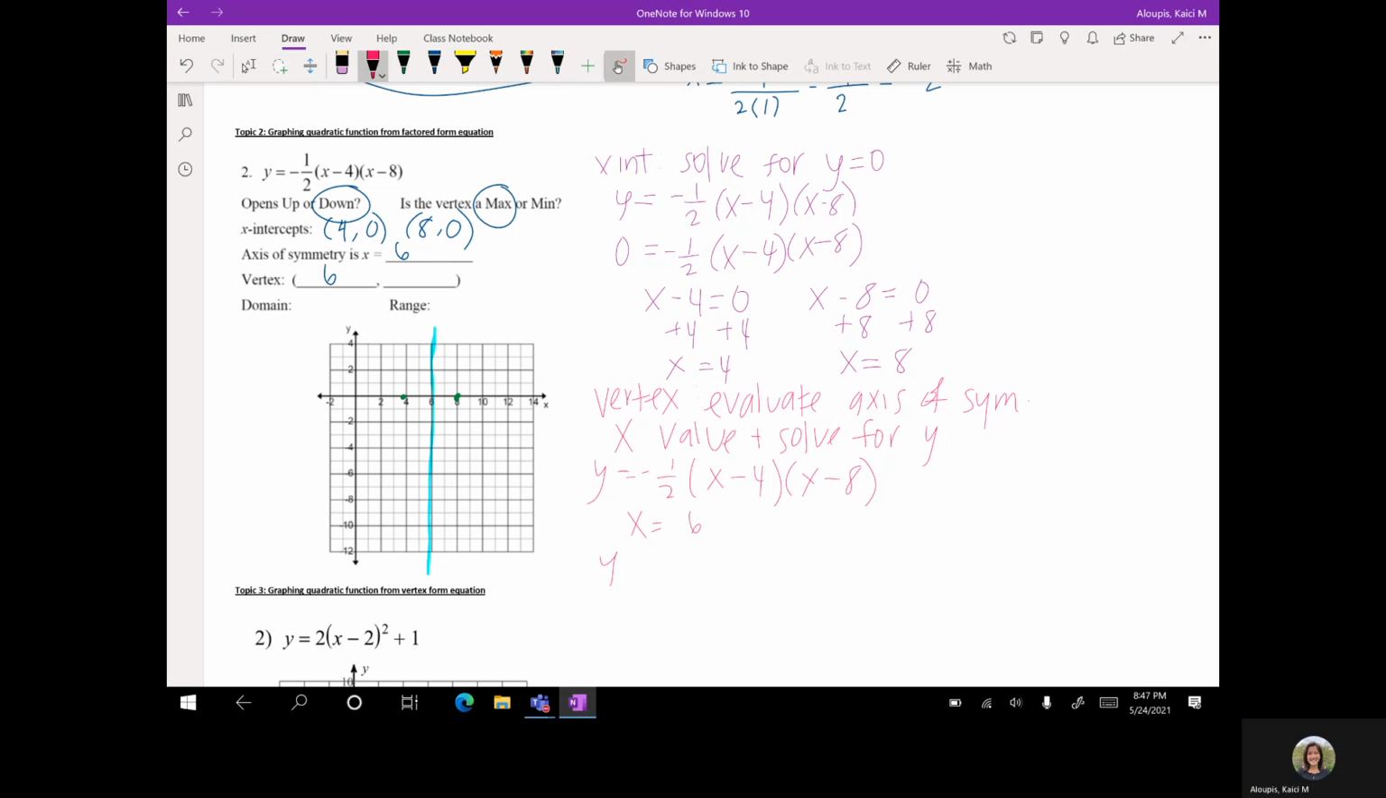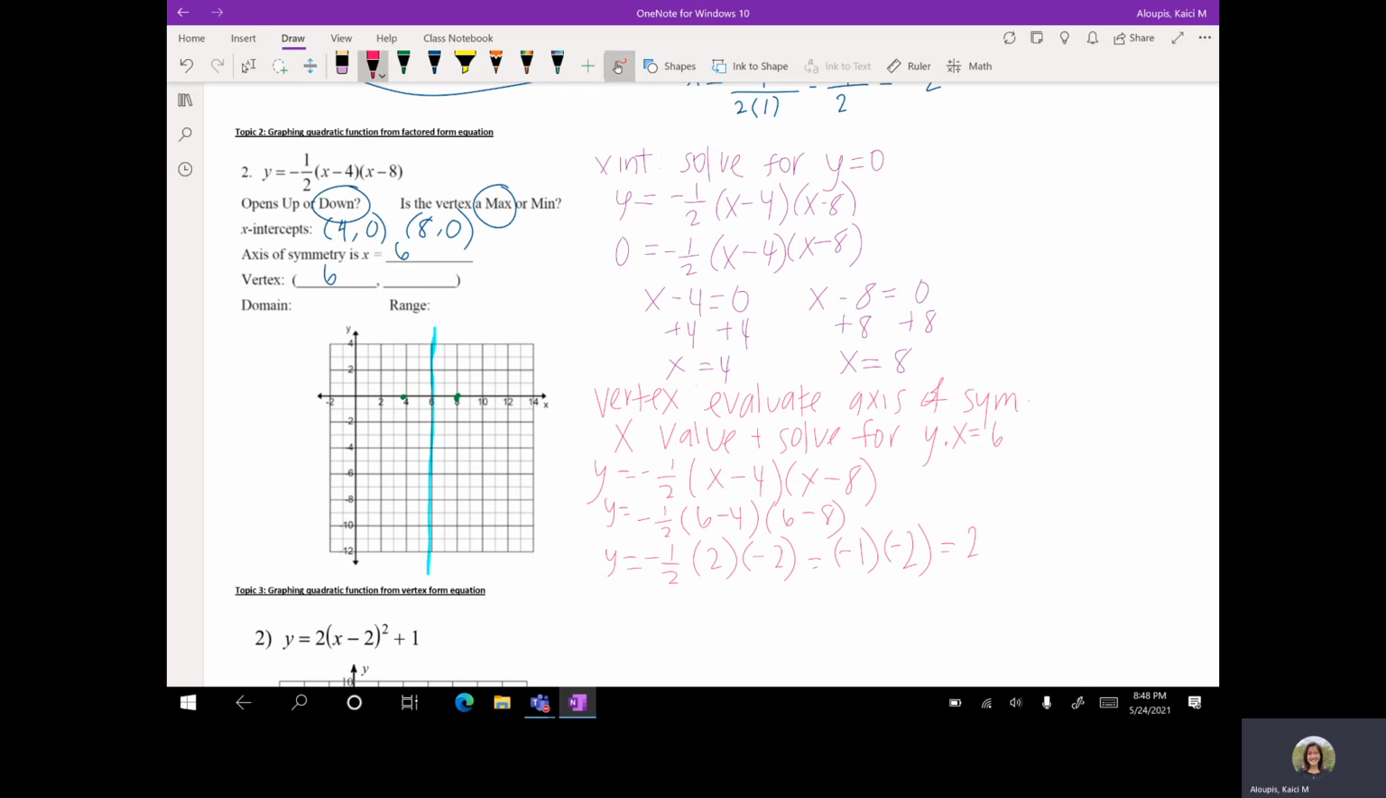Y equals negative 1/2 times, instead of x, we're going to substitute in 6, subtract 4. And here again, we're also going to substitute 6, subtract 8, and we're going to solve. Y equals negative 1/2. 6 take away 4 is 2. 6 take away 8 is negative 2. All right, we have some negatives involved. So negative 1/2 times 2 is negative 1, times negative 2. Remember that 2 negatives multiplied together produce a positive, so y equals 2.